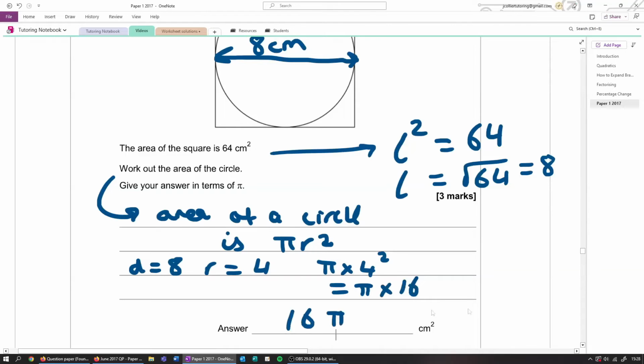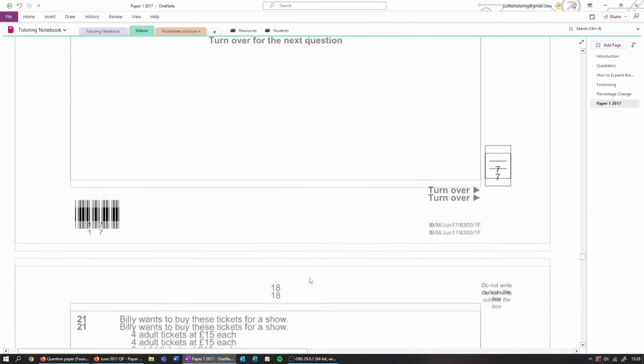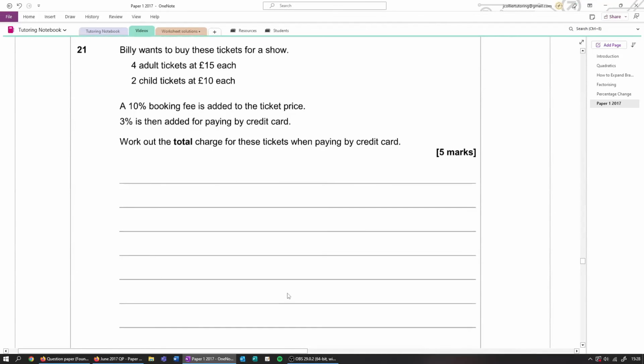16 pi. Okay, awesome. So, Billy wants to buy these tickets for a show. He wants to buy 4 adult tickets at £15 each and 2 child tickets at £10 each. A 10% booking fee is added to the ticket price. 3% is then added for paying by credit card. Work out the total charge for these tickets when paying by credit card.